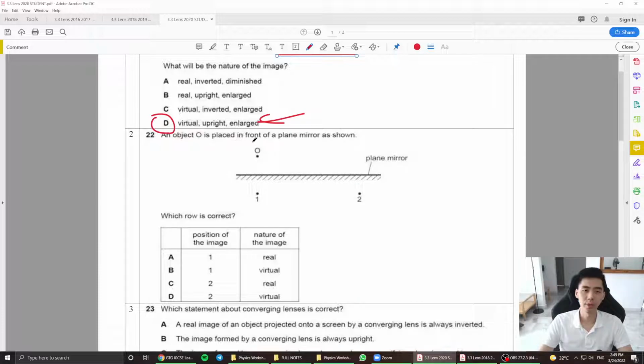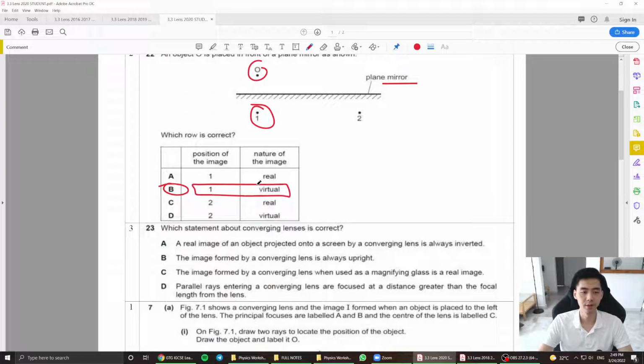An object O is placed in front of a plane mirror as shown. Which row is correct? Position of the image is obviously going to be here. Nature of the image, since it is a mirror, it is definitely going to be virtual. So B is the definite answer here.